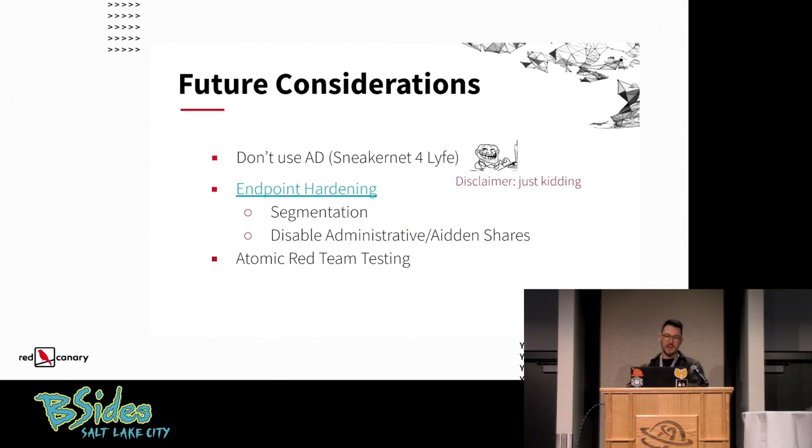There's this really great Mandiant article where they go over a lot of great advice. Some things they talk about are segmentation and disabling admin and hidden shares. That's a typo. And further, if you're familiar with Atomic Red Team, there are two tests in there that you can use if you don't want to spin up Impacket yourself.